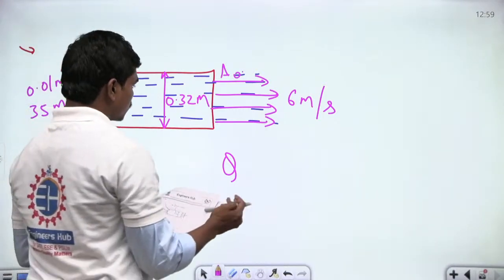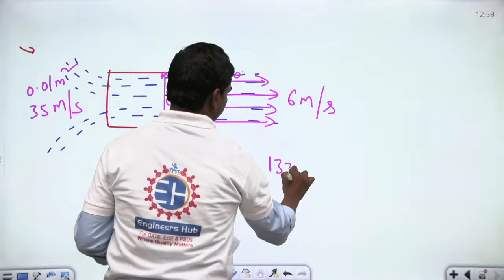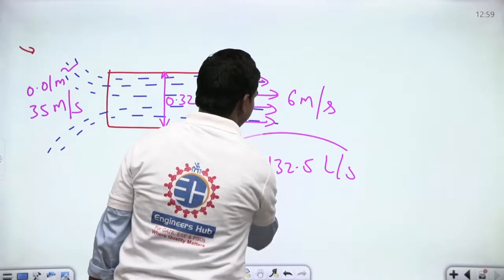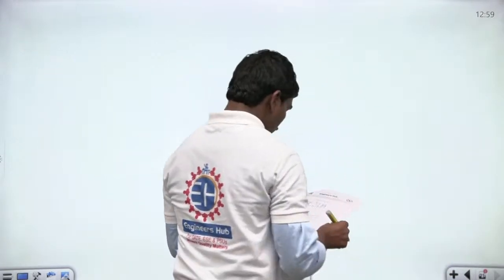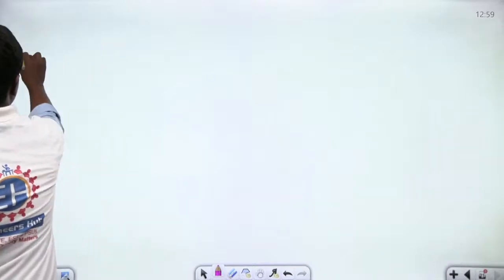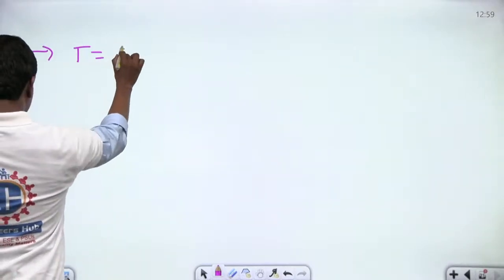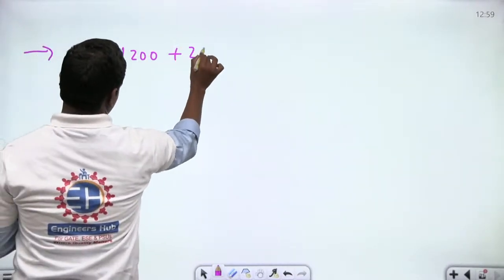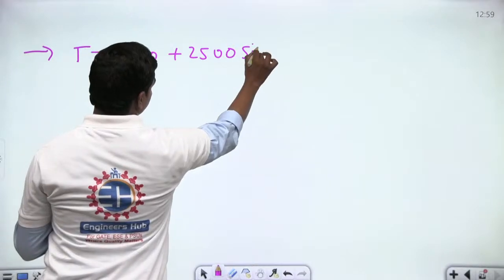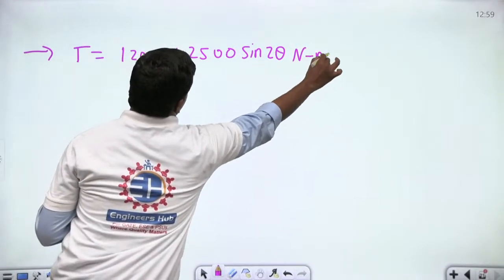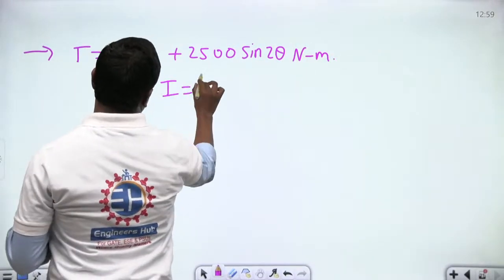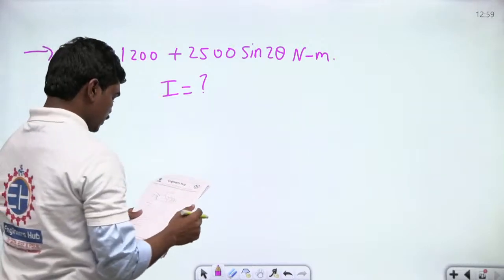Next, so Q is equal to 132.5 liters per second. This is the answer of this question. So there is some flywheel question where torque is given. Torque is equal to 1200 plus 2500 sine 2 theta Newton meter. So for this question, they are asking you what is this I. Okay, so you can just calculate because all the other things are given.